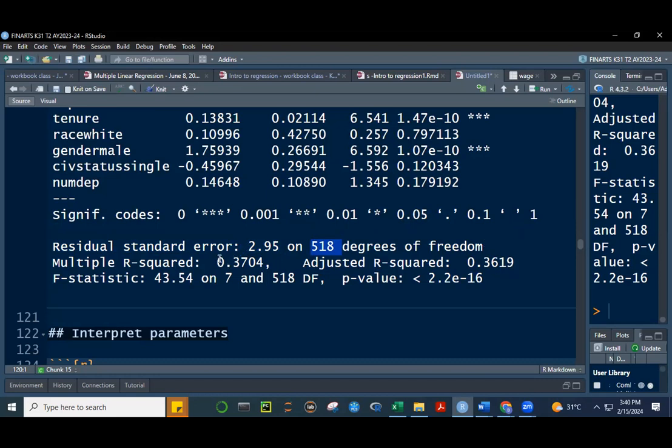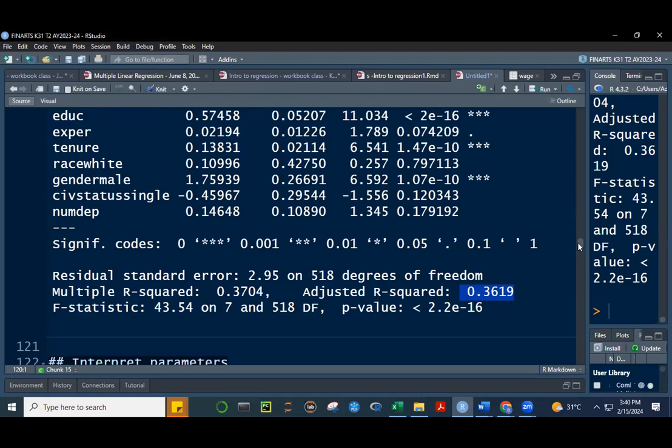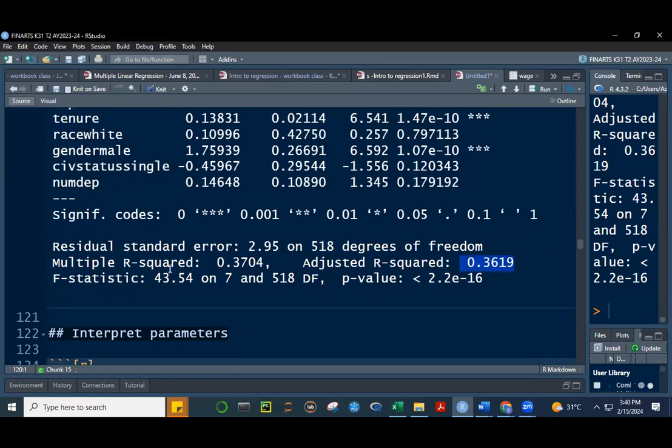And then what happened to your multiple R squared? Earlier it was just 16%. Now it became 36 something. So this model is able to explain more of the variability of your hourly wage compared to just using the simple linear regression model with education. And the overall goodness of fit test, class: degree of freedom 1 is 7 predictors, degree of freedom 2 is N minus K minus 1. The p-value is still practically 0.